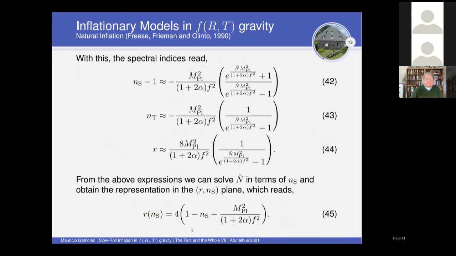In this case, the result is quite different from the power law potential. The observables, which are the spectral indices, depend on alpha. So here is a clear modification to these predictions by different values of alpha. Actually, what I can do is solve for r, the tensor to scalar ratio, in terms of n sub s, the scalar spectral index, and I can plot this on the r-n_s plane, which is something that the Planck mission did. I'm going to show that plot in a couple of minutes.